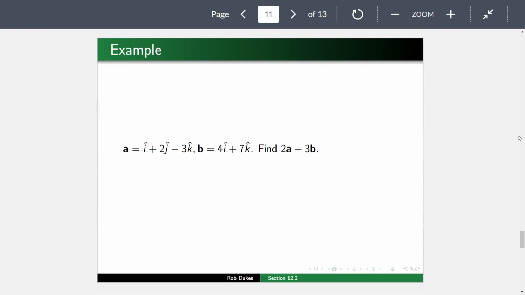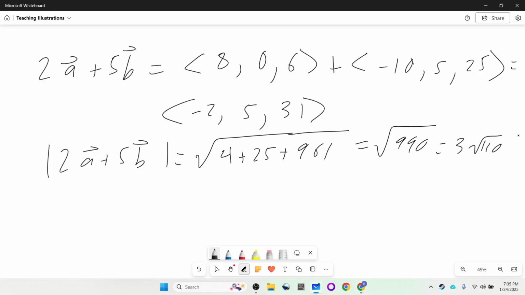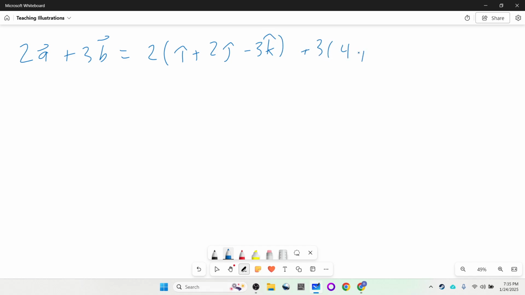So let's take this. A is i plus 2j minus 3k. B is 4i plus 7k. Let's find 2A plus 3B. The reason this basis notation is really easy to use is that it treats the vectors like regular algebraic entities. That is to say, we've got 2 times (i plus 2j minus 3k), plus 3 times (4i plus 7k).